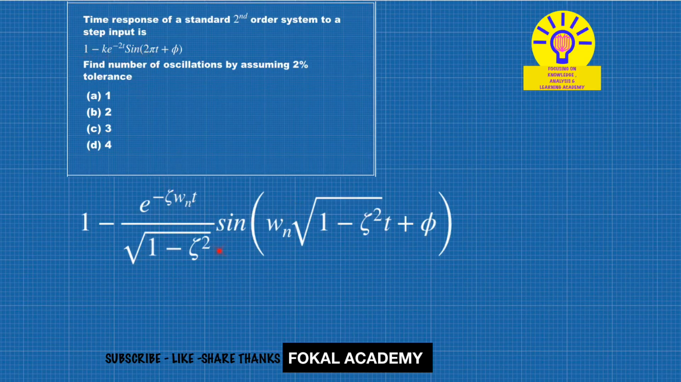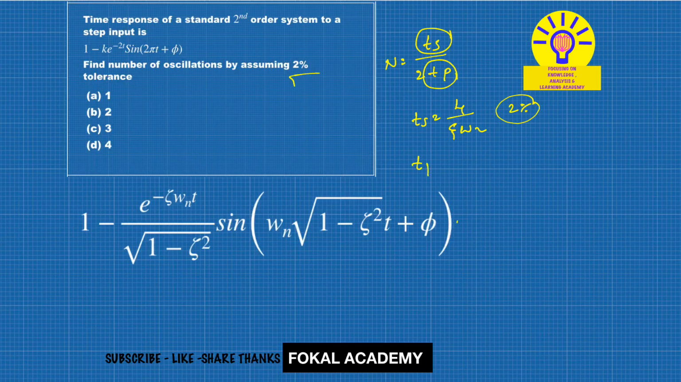this is in the standard format, but here we want the oscillations. We know that the number of oscillations n is equal to settling time by 2 Tp. Where Ts is the settling time, that is Ts is equal to 4 by zeta omega n for 2% tolerance. And Tp is the peak time, nothing but Tp is equal to 2 pi by omega d. Omega d means damping frequency, that is nothing but omega n into root of 1 minus zeta square. So this is nothing but Tp.